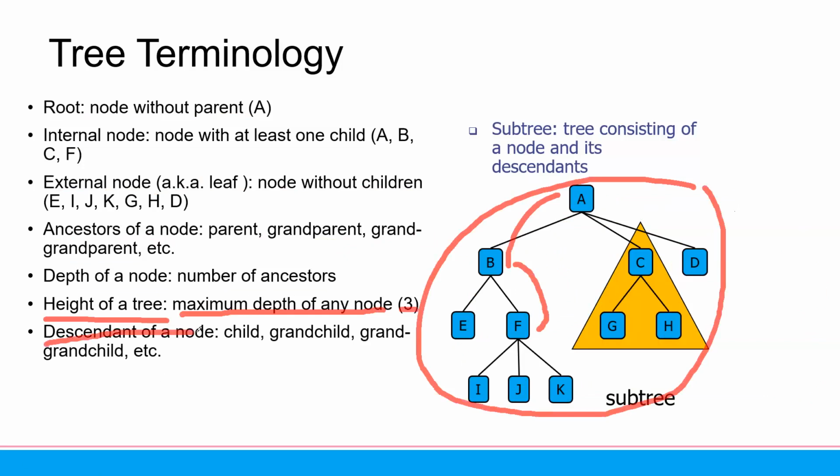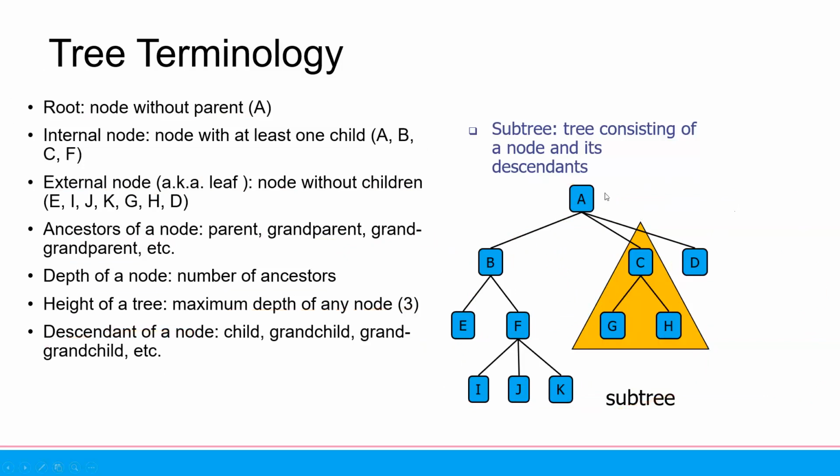Descendant of a node means we want to check what is the node afterward. So the descendant is the child. It is the first level after the node. Grandchild is the second level after the node. The great-grandchild is the third level. 1, 2, 3. The third level of the node.